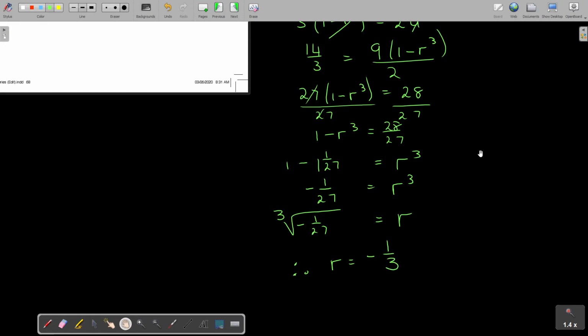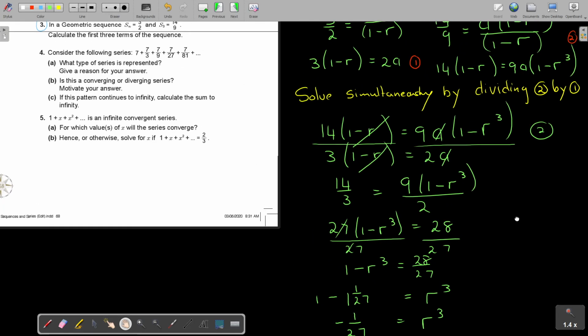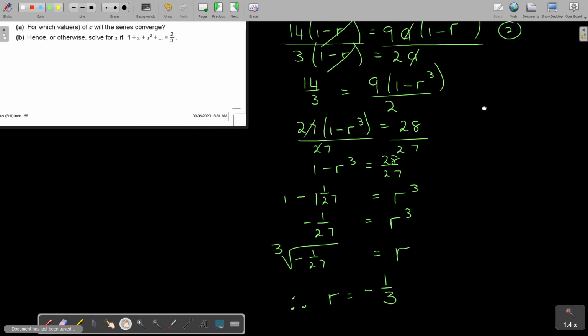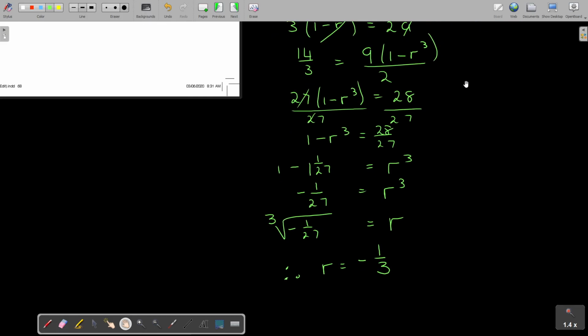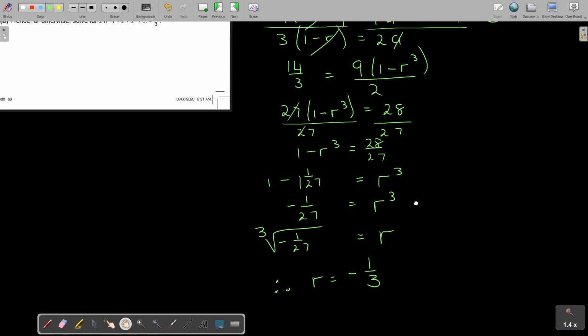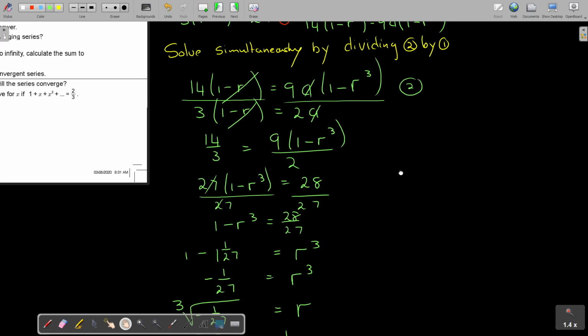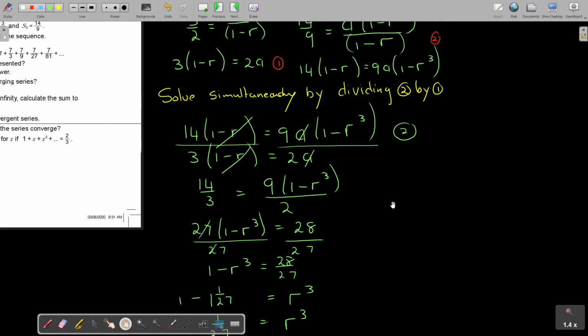And what was the question? Calculate the first 3 terms of the sequence. So now I must first still get the value of a. Go for your easy equation. Can you remember your equation of a? Okay, I think equation 1 will work: 3(1 minus r) is equal to 2a.